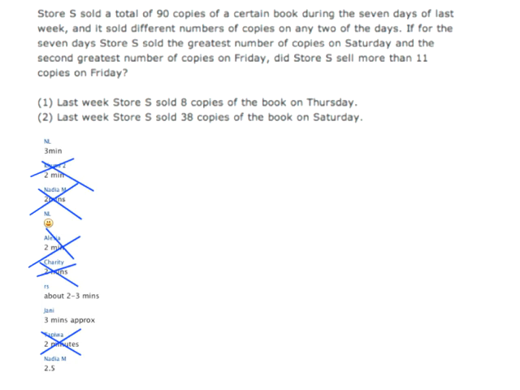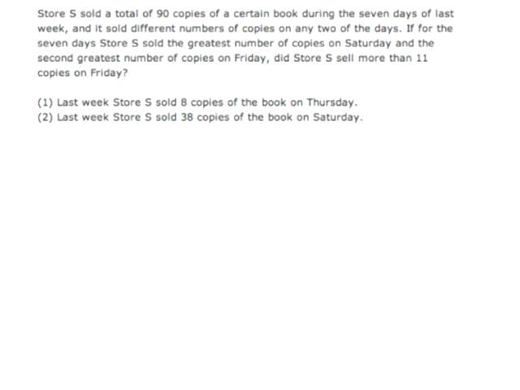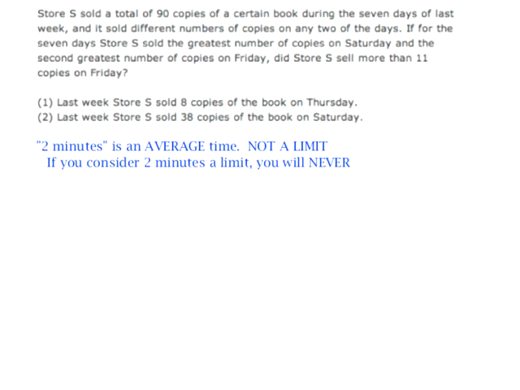That's an average time. One look at this problem should tell you that it is very obviously a longer than average problem. So 2 minutes is an average time for a quant problem. It's not a limit. If you consider 2 minutes a limit, then the result will be that you will never finish any problems that are long. It's an average, like anything else.